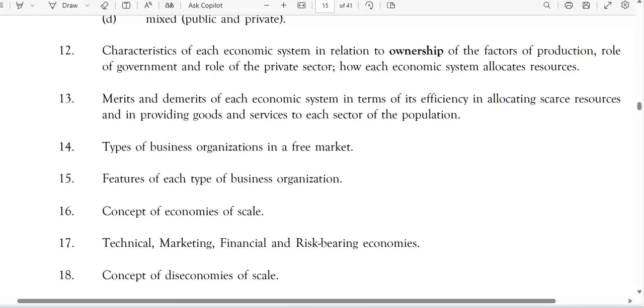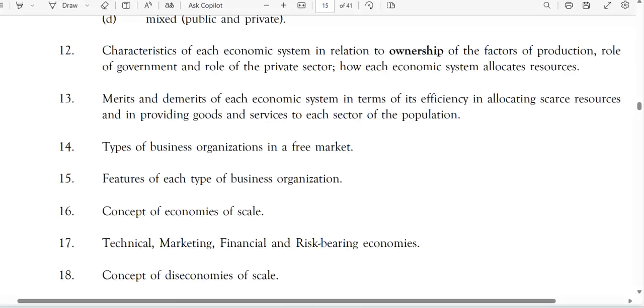Now, examples: let's look at the traditional economic system. What would be the merits? And when we talk about merits, we are looking at advantages. I should have said that earlier. So we're looking at advantages and disadvantages. So if you see merits on your exam paper, those are the advantages. If you see demerits, those are the disadvantages. So let's just start with the traditional economic system.